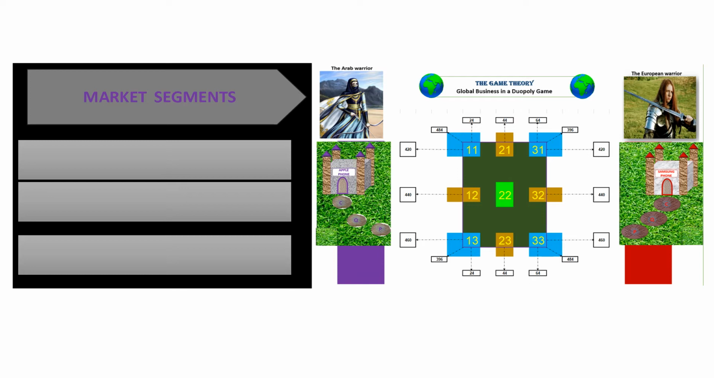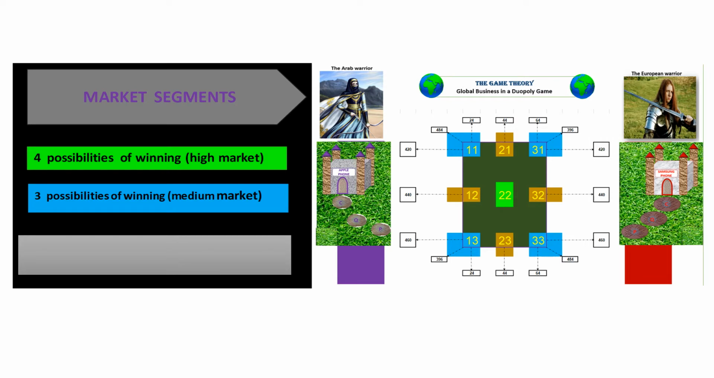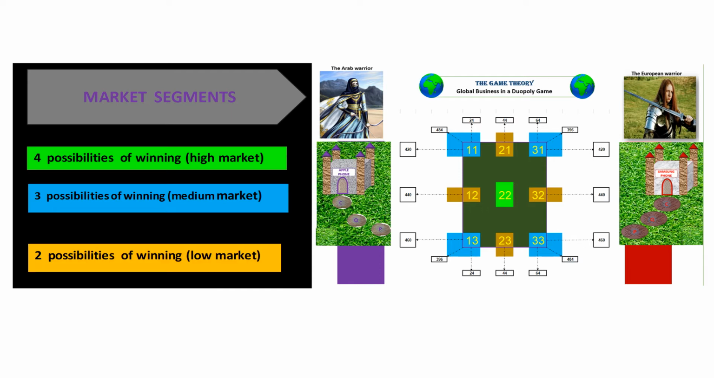In our game, we have market segments. The first market segment, which is the high market, has four possibilities of winning, and that is the spot in the middle, the green spot. The blue spots have three possibilities of winning, and it is considered to be the medium market. And the gold spot has two possibilities of winning, and it is considered to be the low market.